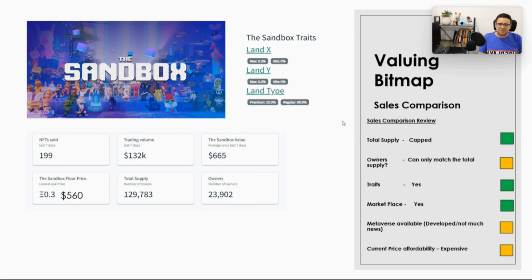Is there a metaverse available? Yes. However, again, just like Decentraland, I'm not hearing much news or development out of it. But again, if you've been following those spaces closely, please put in the comments and let us know what the latest is. And again, in terms of current price availability, the cost at the moment works out to be about $560, which equates to about 0.3 ETH. Again, that seems rather high for something you're not too sure is going to progress any further.